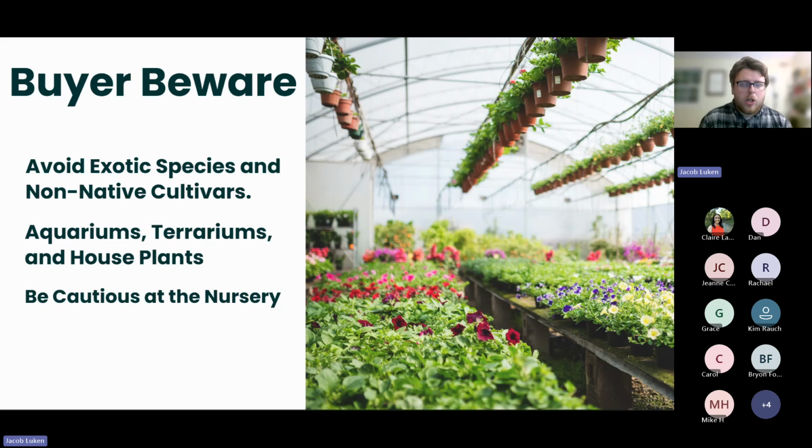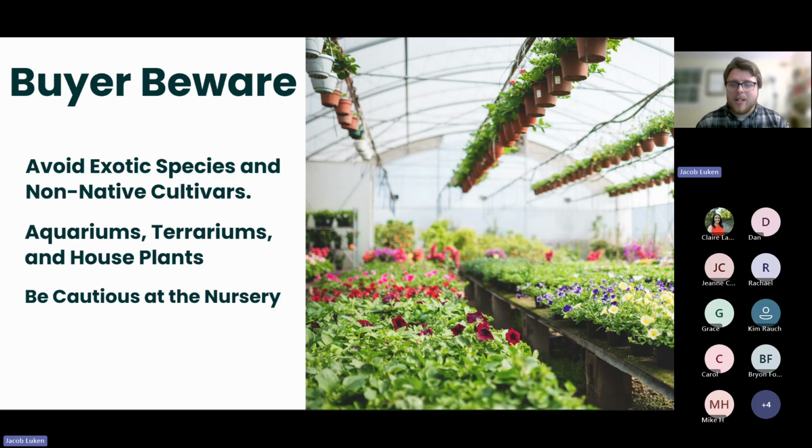Another thing that you can do is just be careful of what you're purchasing at the nurseries, avoiding exotic species and non-native cultivars whenever possible. A lot of times, new invasive species come from the landscaping trade. And like I said earlier, just because it's not currently listed as invasive, just because it's not currently on any of our lists, doesn't mean that it's safe to plant and that it can't become one of our next big invasive species. So whenever possible, it's good to purchase native.